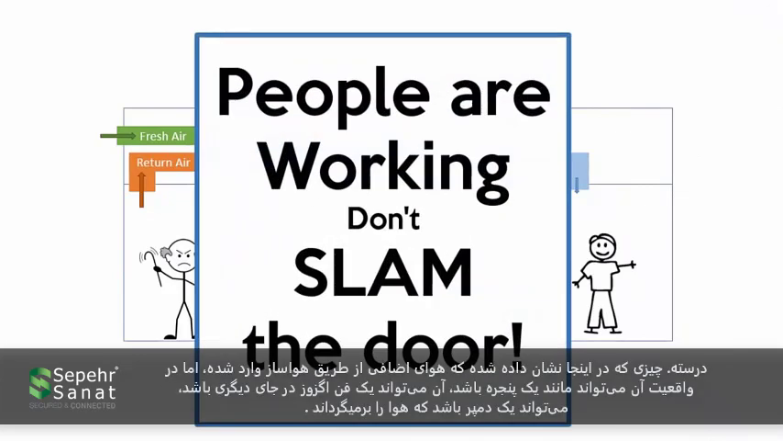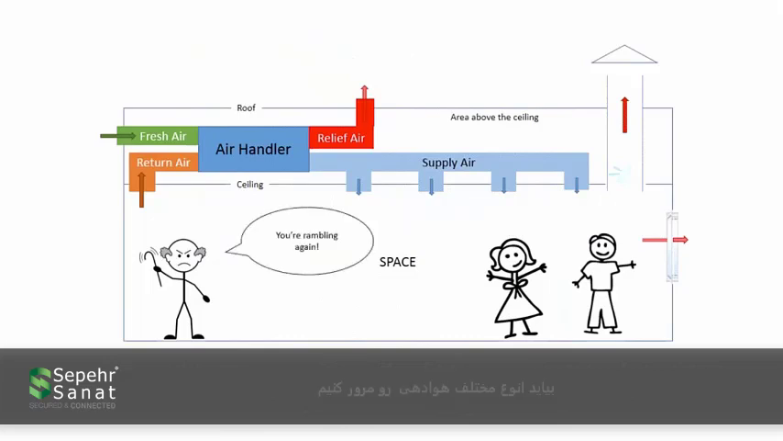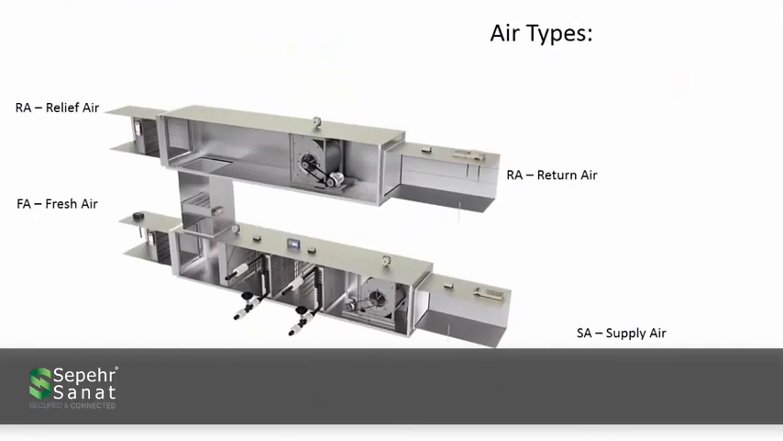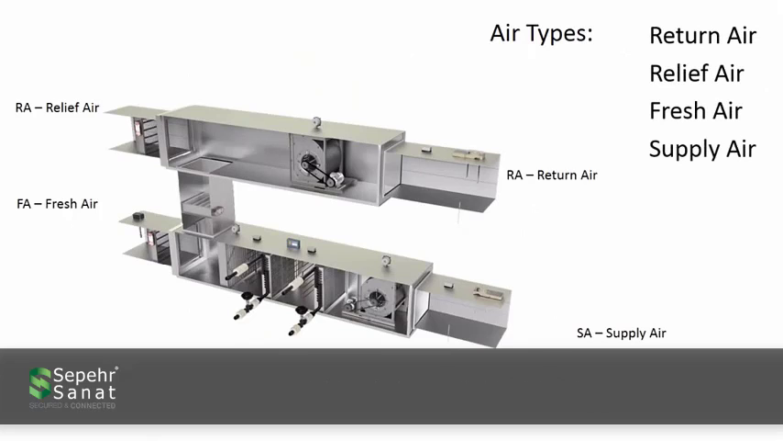That's correct. What's tricky is here, the relief air is shown coming from the air handler, but in actuality, it could be a window, it could be an exhaust fan someplace else, it could be a damper that's tied back to the air handler so it knows to relieve the air. Oh, okay. So let's review the different kinds of air. There's return air, relief air, fresh air, and supply air. Perfect. So let's get back to our cutaway air handler so we understand how air moves through it.